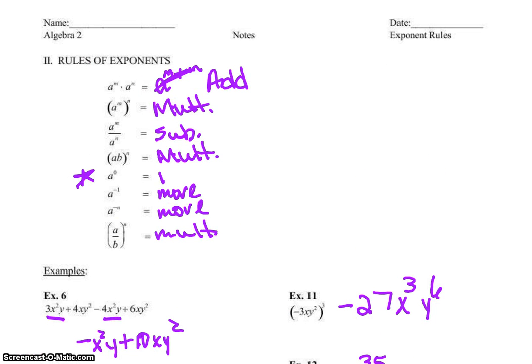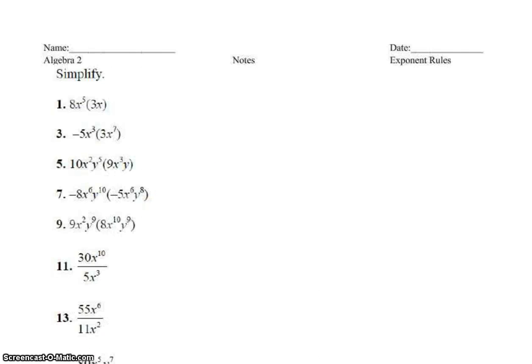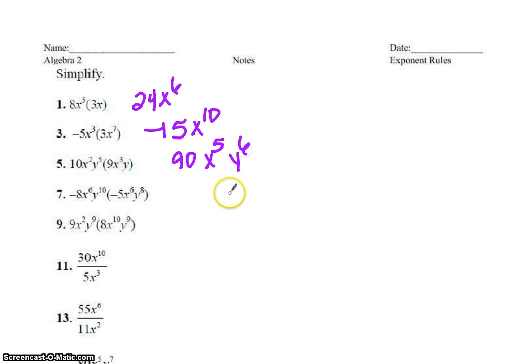Last page. 8 times 3 is 24. Add your exponents, x to the 6th. Negative 5 times 3 is negative 15. Add your exponents, x to the 10th. 10 times 9 is 90. Add your exponents, 2 plus 3 is 5. 5 plus 1 is 6.